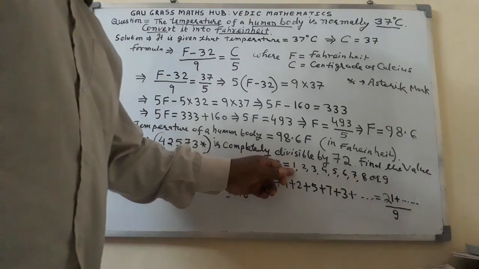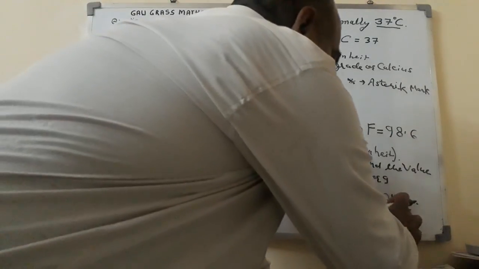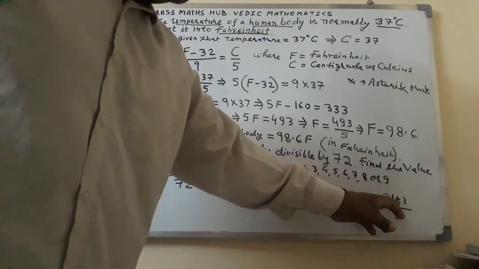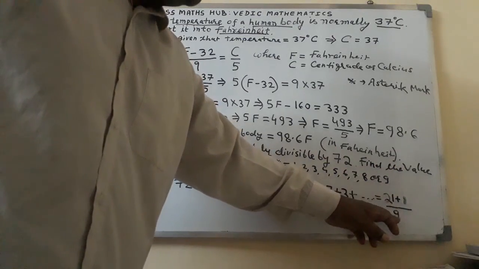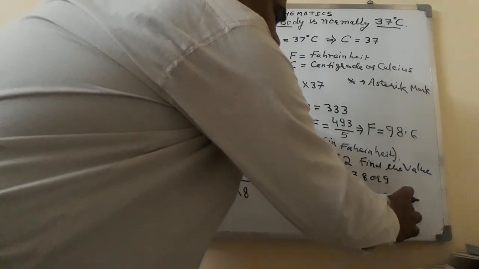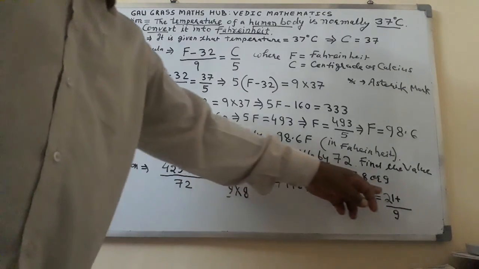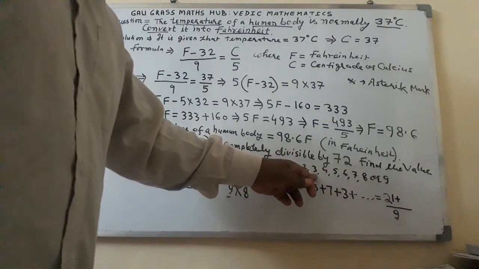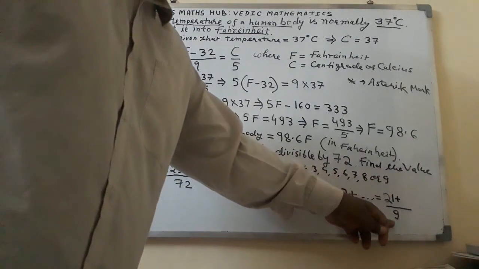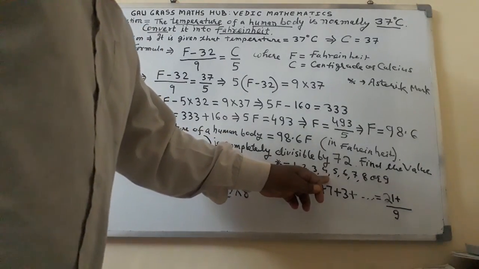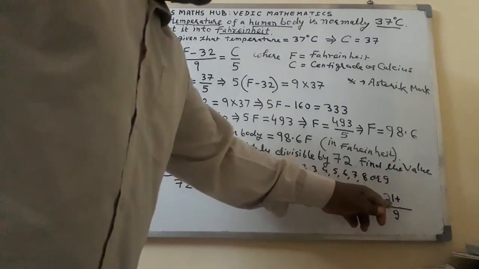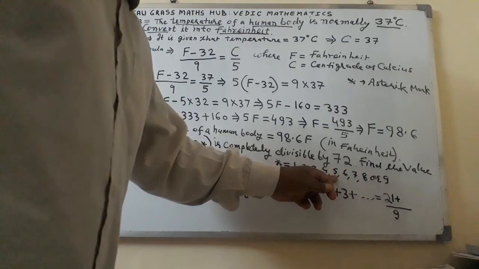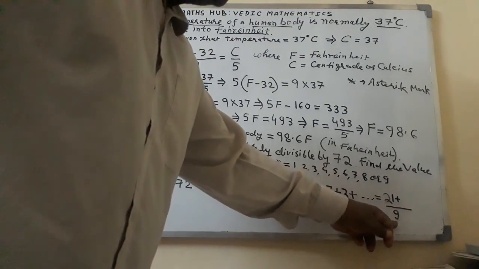We shall use the hit and trial method. If you put 1, 21 plus 1 is 22, and 22 can't be divided by 9, so 1 can't be used. If you put 2, you get 23, which can't be divided by 9. If you put 3, you get 24, which can't be divided by 9. If you put 4, 21 plus 4 is 25, which can't be divided by 9. If you put 5, 21 plus 5 is 26, which can't be divided by 9.